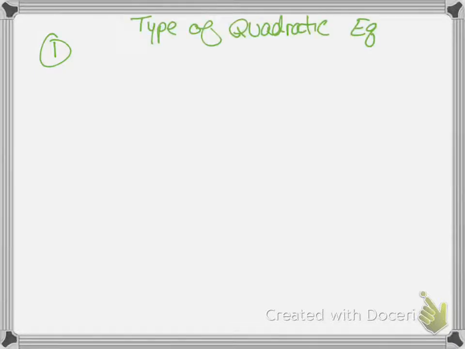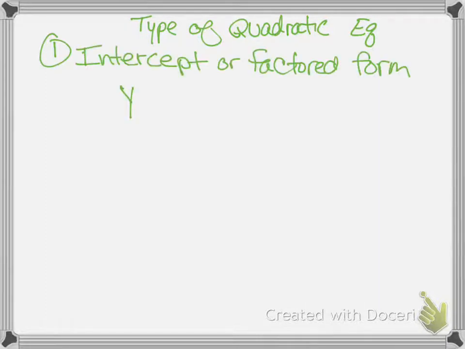When it comes to quadratic equations, we have multiple forms. So the first type of quadratic is called intercept or factored form. And that name should make sense. So this equation looks like it's already been factored. So for example, we could have x plus 4 and x minus 6. So this equation in green is an example of factored form.